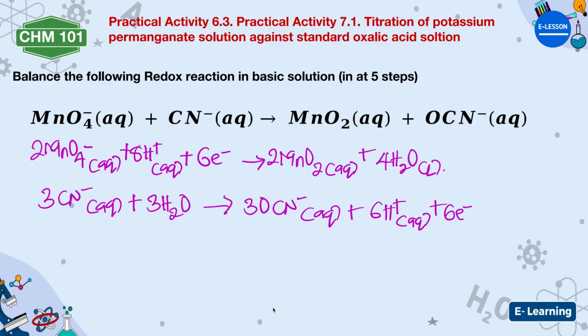Now, my dear students, you cannot cancel. You see 6e negative here, 6e negative here, they can cancel. What other thing can cancel again? Water. Water can cancel. How many waters do you have here? 3. Subtract it from the one you have here. How many do you have here? 4. So we are left with 1 molecule of water here. H plus can also cancel. You have 8H plus here. You have 6 here. So here, how many will be left? 2H plus.